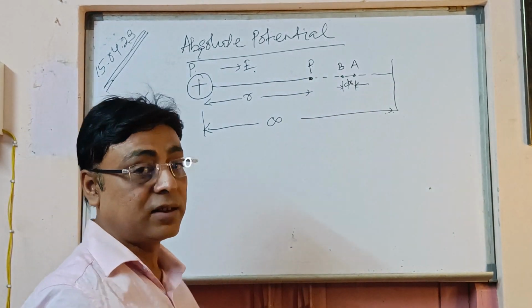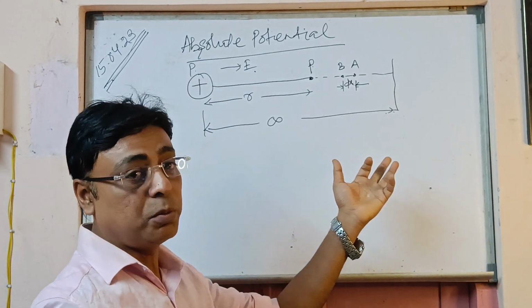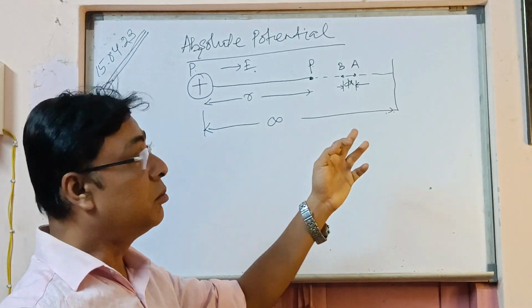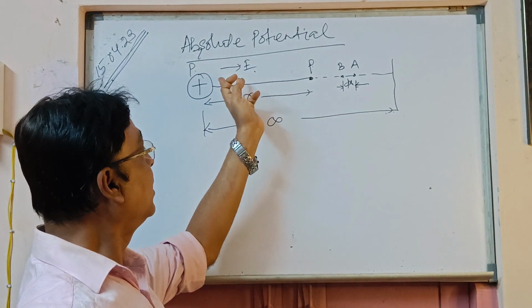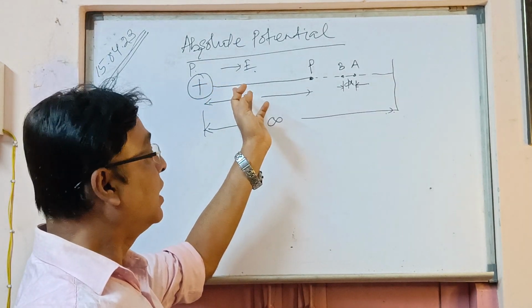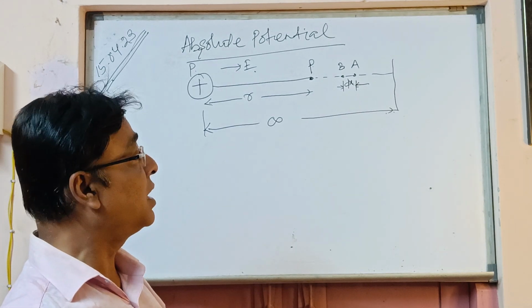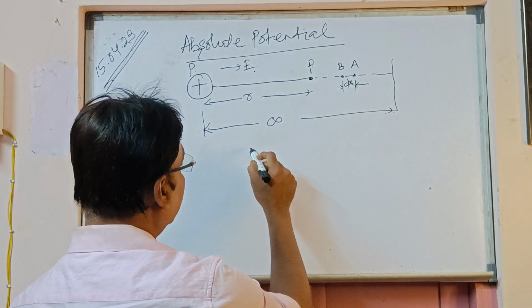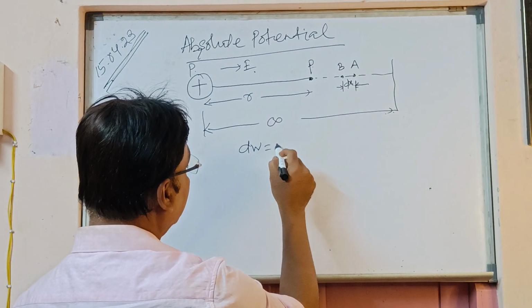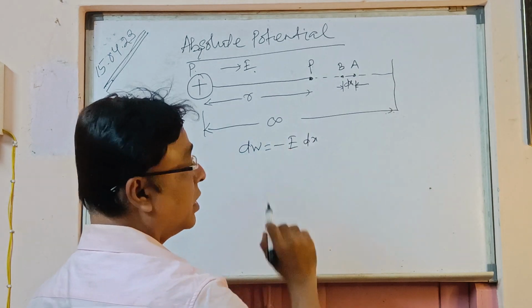Here we can add that it is work done against the field, because whenever we move a unit positive charge from infinity to the point P, it is also a positive charge, so there will be repulsive forces. That means we are moving the unit positive charge against the electric field. So from that we know that dW is nothing but minus E into dx.